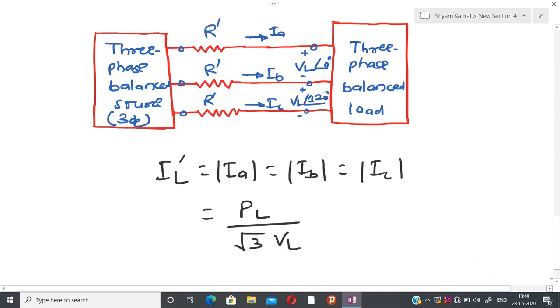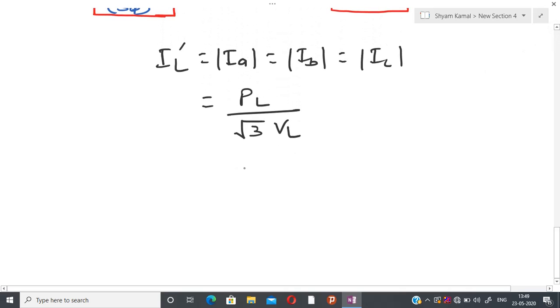And why are we writing that? Because in the previous class we have calculated the average power, and average power is root 3 VL into IL. Due to that reason I have written this kind of expression.